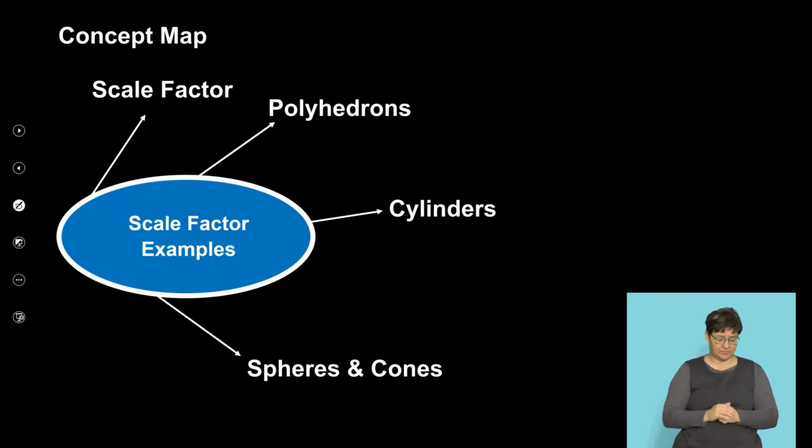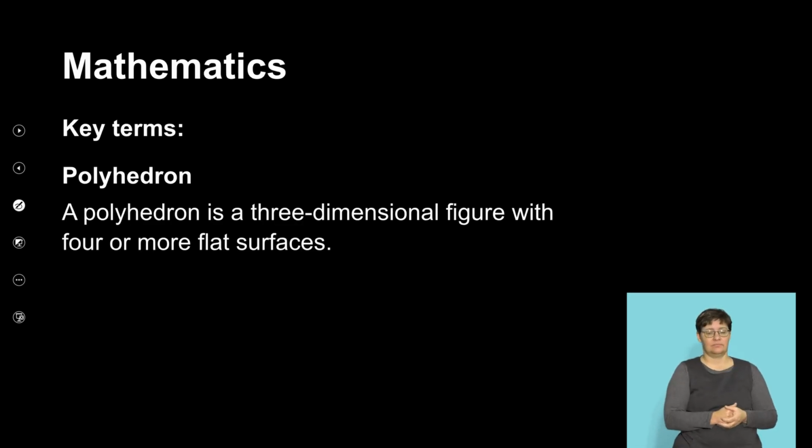So guys, in this segment, I'm going to remind you that a scale factor is a number that I multiply any of my dimensions by with regards to a shape. I'm also quickly going to remind you what a polyhedron is. Then we're going to go into scale factors affecting cylinders as well as scale factors affecting spheres and cones. Great. So just a reminder, a polyhedron is a three-dimensional figure with 4 or more flat surfaces.